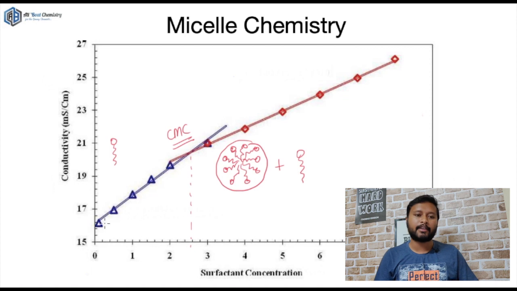So this is the graph for conductivity versus surfactant concentration, and this particular concentration is called the critical micellar concentration. Now again, from this plot you can find out the critical micellar concentration. If you need to find it, you can measure the conductivity at different concentrations of the solution, and the point where the slope changes will give you the critical micellar concentration, right? Okay, so that's about your conductivity and the surfactant concentration.